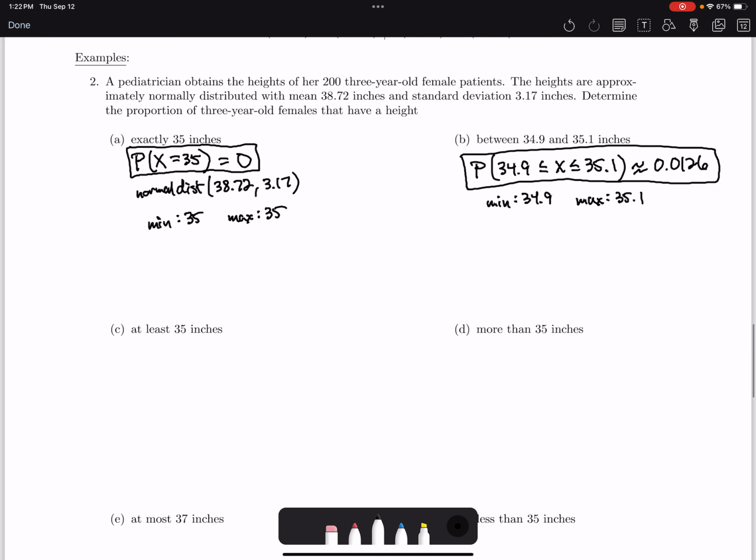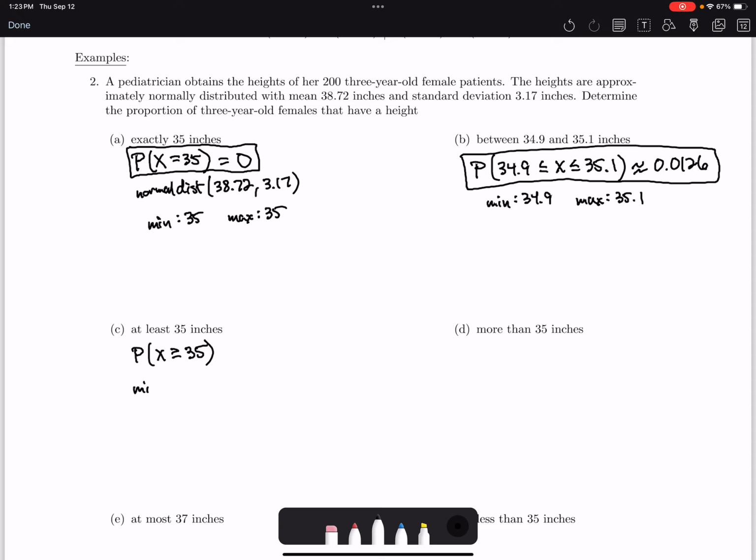Okay? Part C. What's the probability, or what's the proportion, of 3-year-old females that have a height that's at least 35 inches? By the way, I should mention now that probabilities and proportions are really the same thing. The probability that a 3-year-old female would be at least 35 inches is the same as the proportion of 3-year-old females who are more than 35 inches, right? Or at least 35 inches is what we're supposed to be looking for. So probability of being at least 35 inches means that you're 35 inches or taller. So x greater than or equal to 35 is what we want.